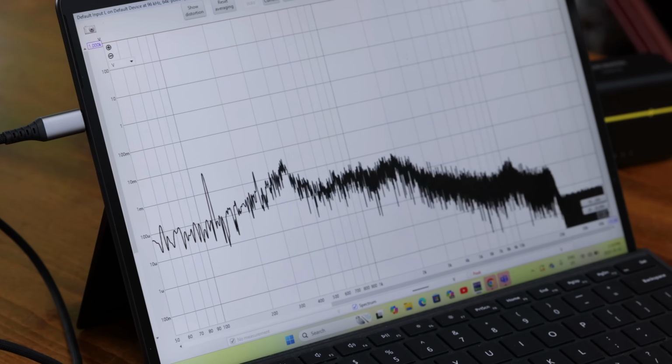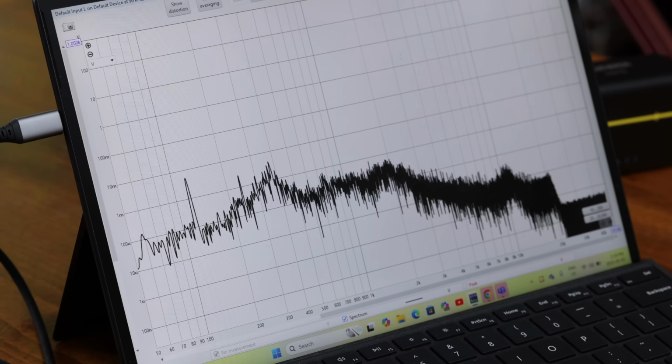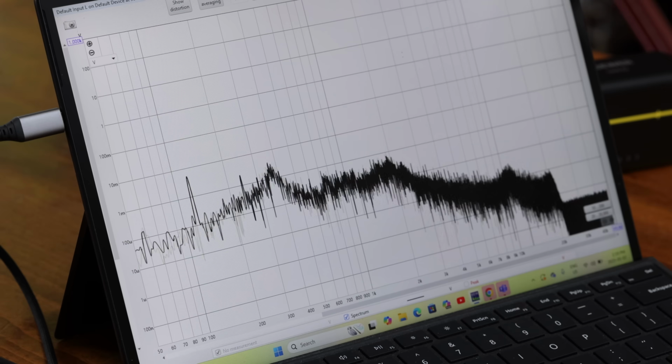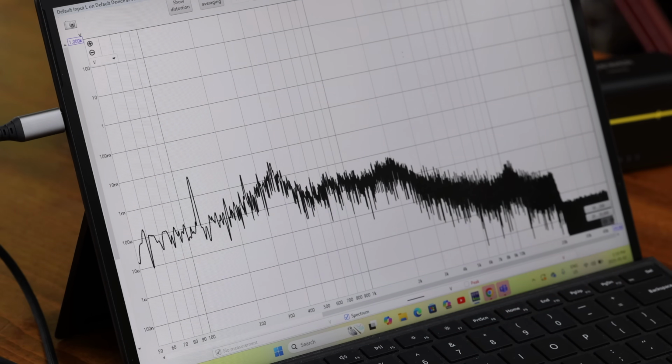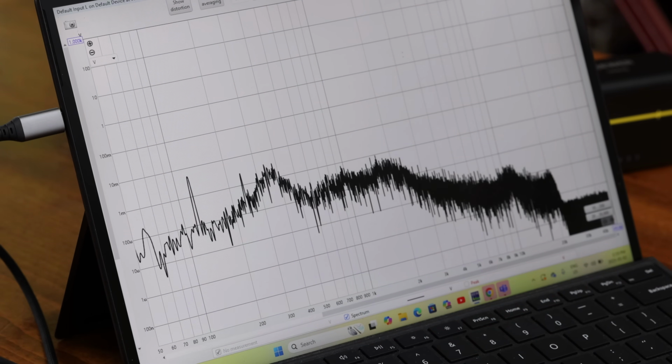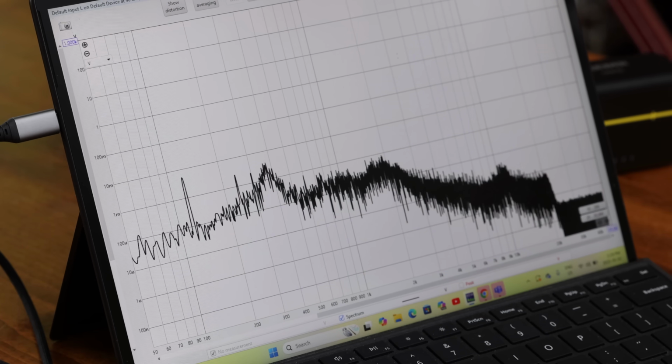And whoa, we have a lot of noise here. This is a very noisy power supply. I mean, I've seen way worse. It's actually still around the 10 millivolt level, but there's a lot going on there. So this is probably not something you want to hook up to any audio equipment.